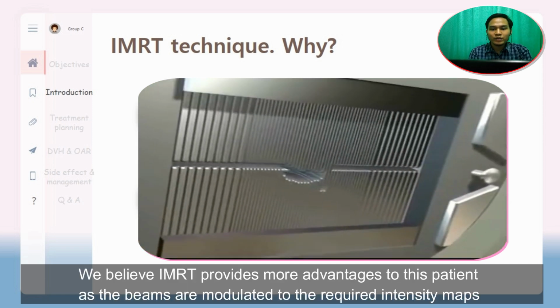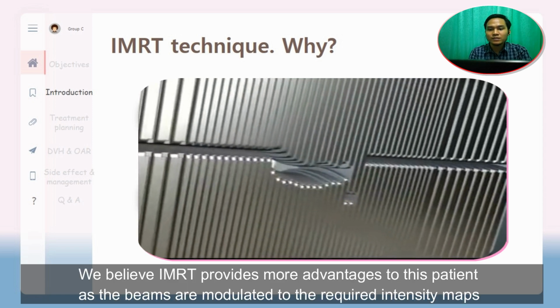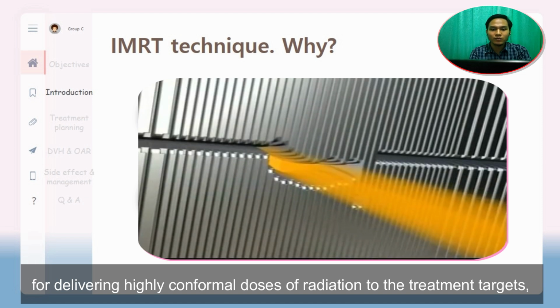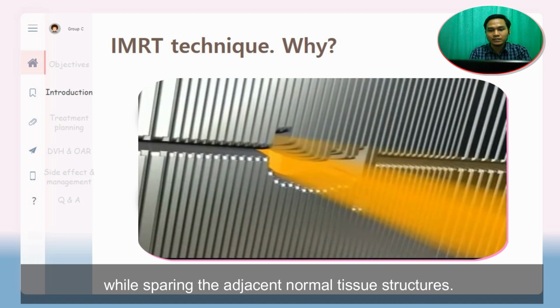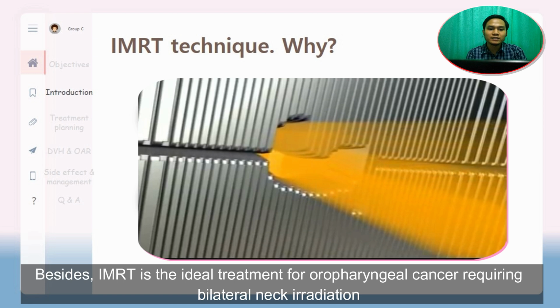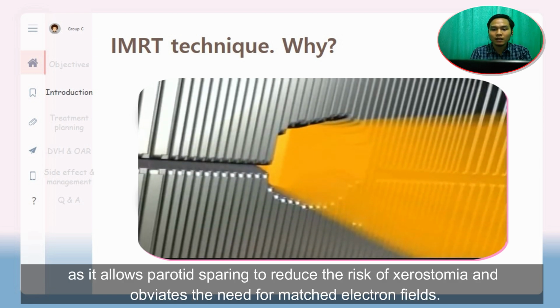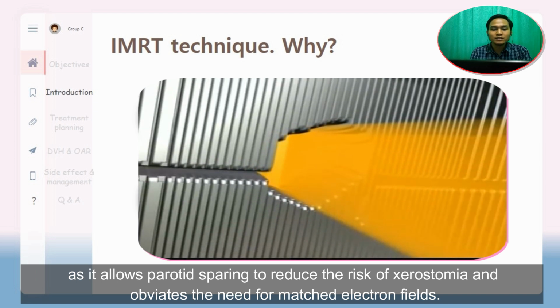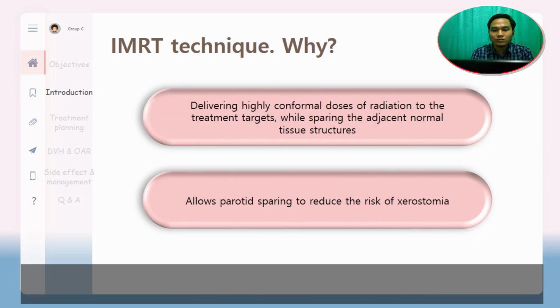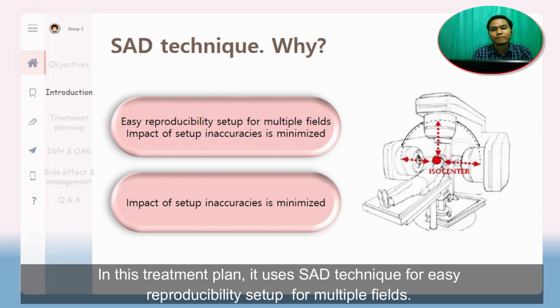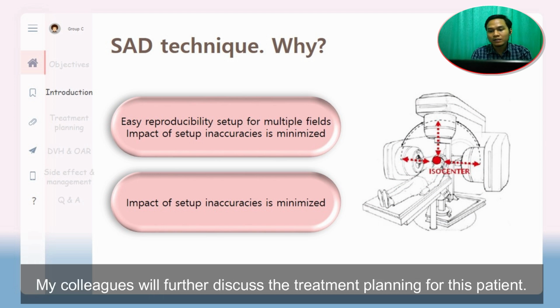We believe IMRT provides more advantages to this patient as the beams are modulated to the required intensity maps for delivering highly conforming doses of radiation to the treatment target while sparing the adjacent normal tissue. Besides, IMRT is the ideal treatment for oropharyngeal cancer as it allows parotid sparing to reduce the risk of xerostomia and obviate the need for matched electron field. In this treatment plan, it uses SAD technique for easy reproducibility.